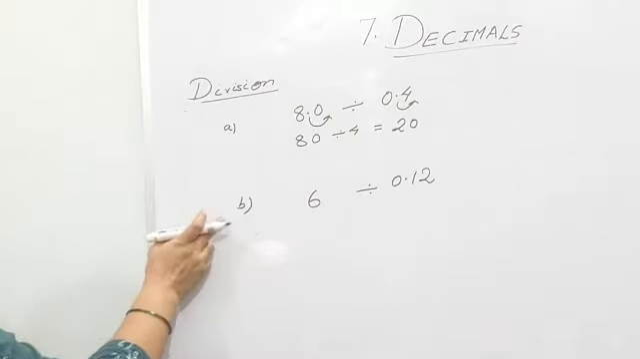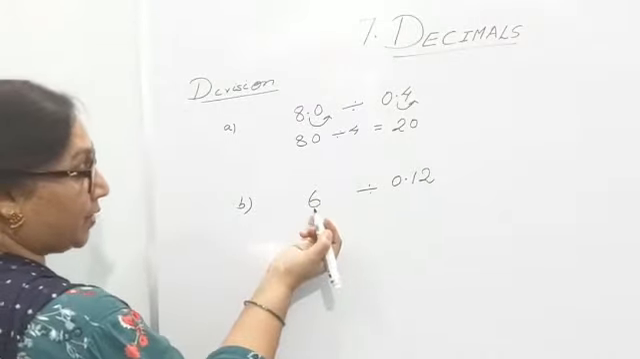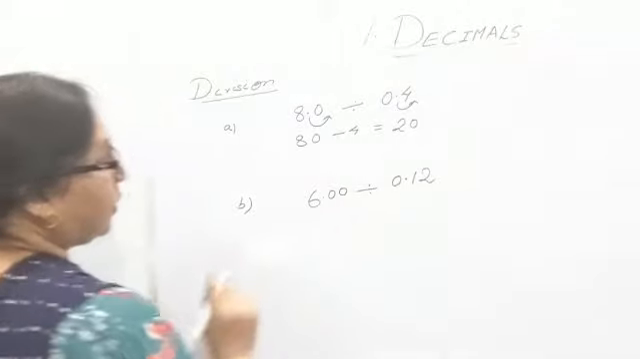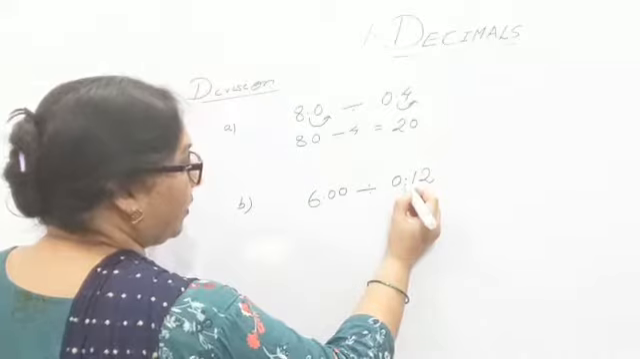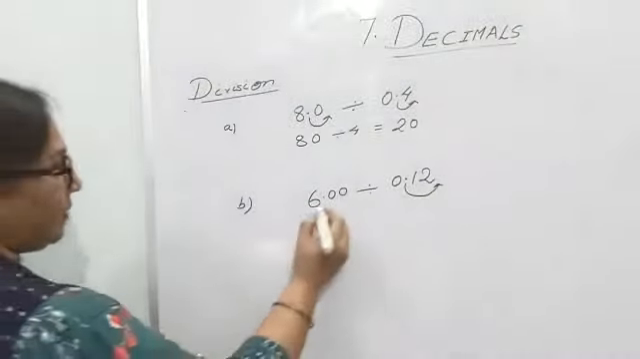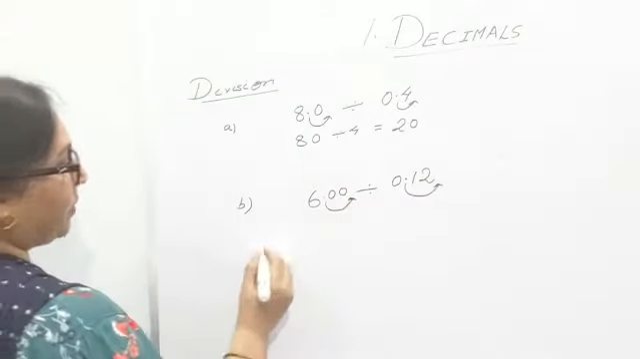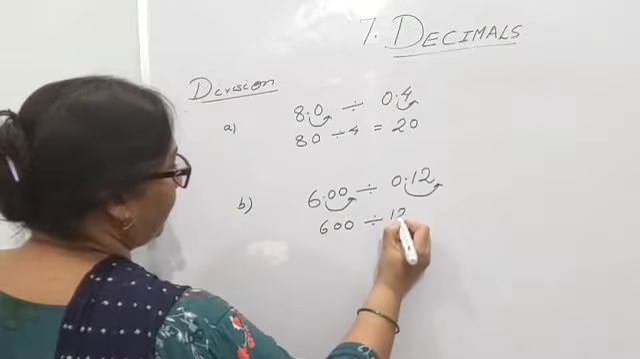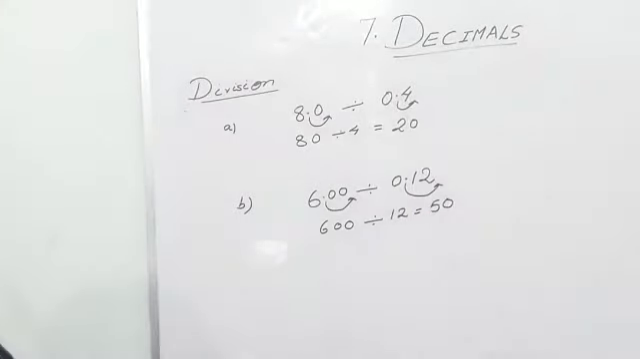Move on to the next example. 6 divided by 0.12. If you are confused about where the decimal is, better you put a decimal point and make them like decimals. Now shifting is easier for you. Here you see, to make it a whole number, you will shift the decimal to the right. How many places? 2 places. The same number of places the decimal is shifted in the dividend too. So it becomes 600 divided by 12. So it will go how many times? 50 times. Hence, the quotient of this is 50.